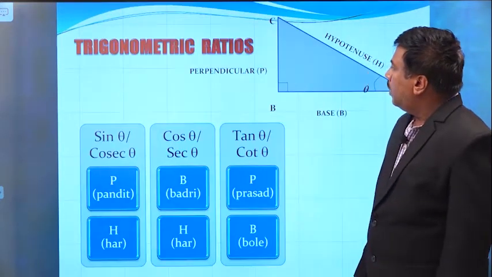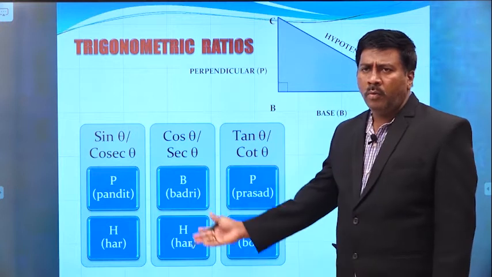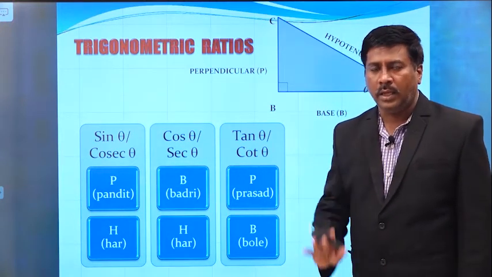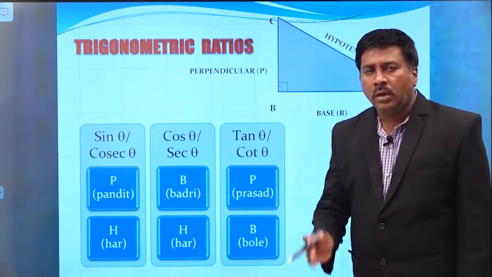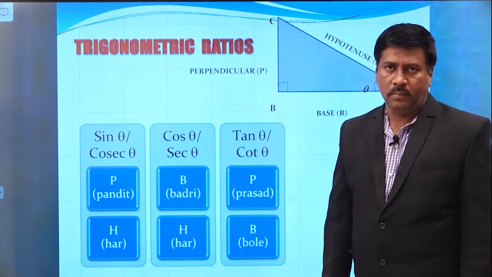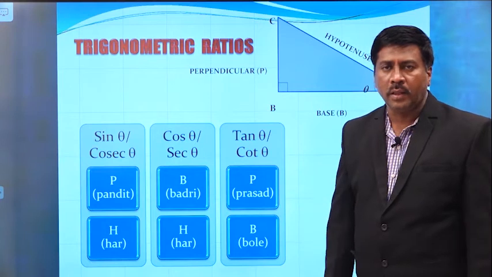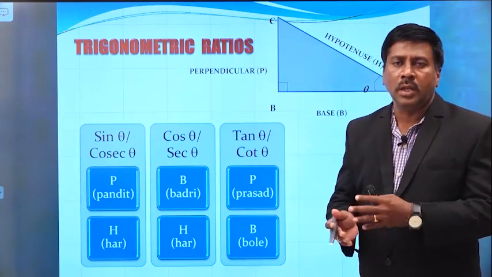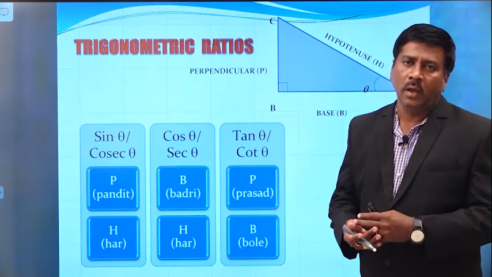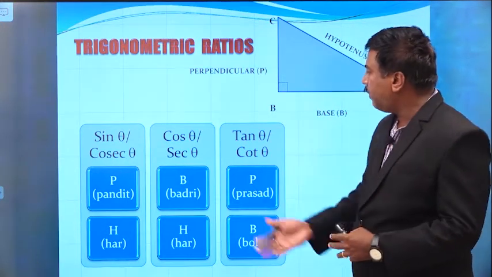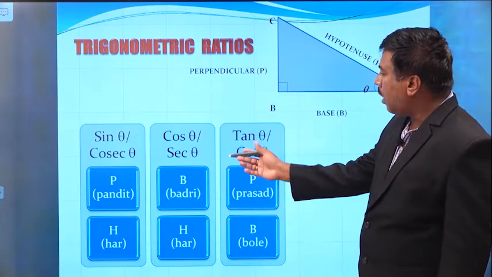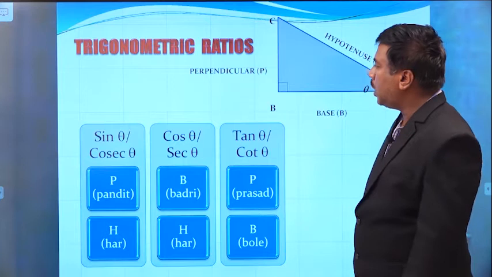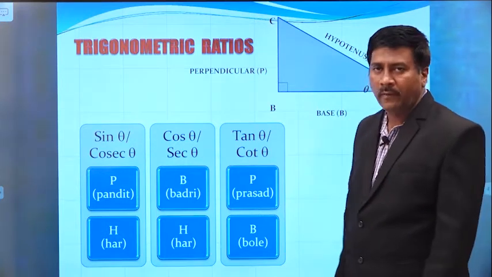Now, tri means what? Three. So that is sine, cos and tan. These are the 3 basic trigonometric ratios, and cosecant, secant and cot are the reciprocals of these trigonometric ratios. That is why we have sine theta, cos theta, tan theta, cosec theta, sec theta and cot theta. These are the 6 trigonometric ratios available.